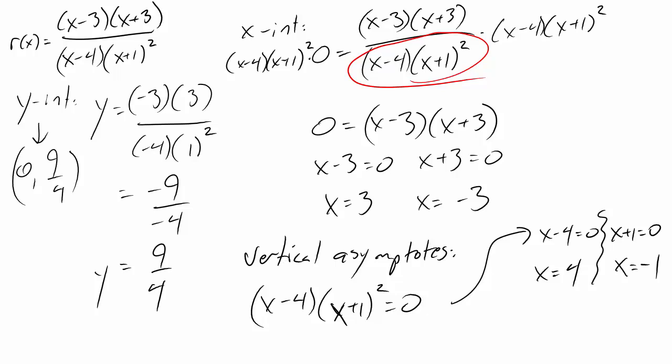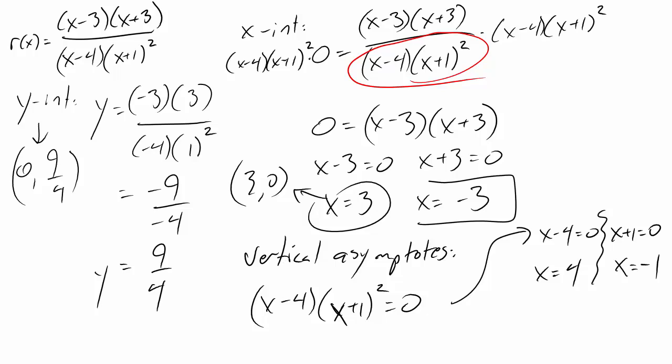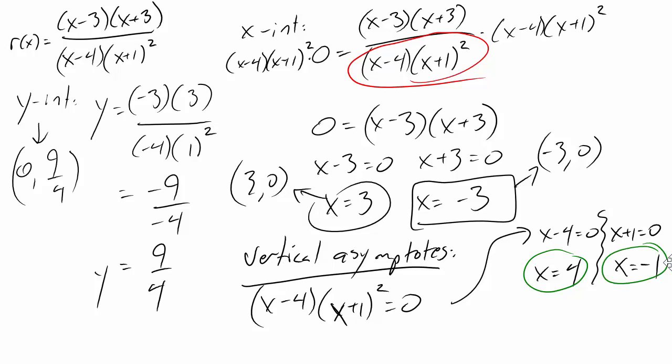Now, when we were looking at the x-intercepts, we wrote x equals 3 and x equals negative 3, but we could have just as easily written those as ordered pairs. Here, that would have been the point (3, 0), and here we would have had the point (negative 3, 0). But for the vertical asymptotes, these are described as equations, so what we want is the entirety, x equals 4 and x equals negative 1, if we're going to use those to describe our vertical asymptotes.